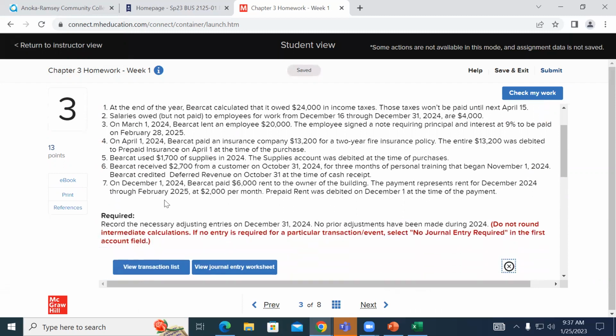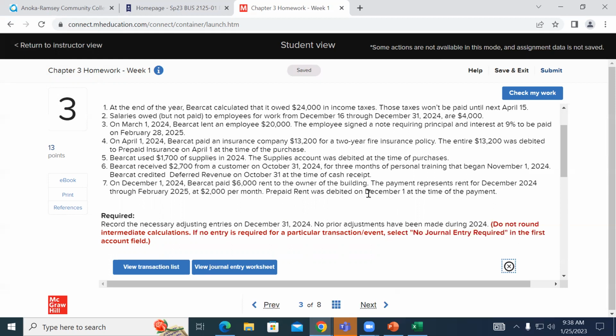Okay, let's look at number 6. So Bearcat received 2,700 from a customer on October 31st, 2024 for 3 months of personal training that began on November 1st. Brian credited deferred revenue on October 31st at the time of receipt.